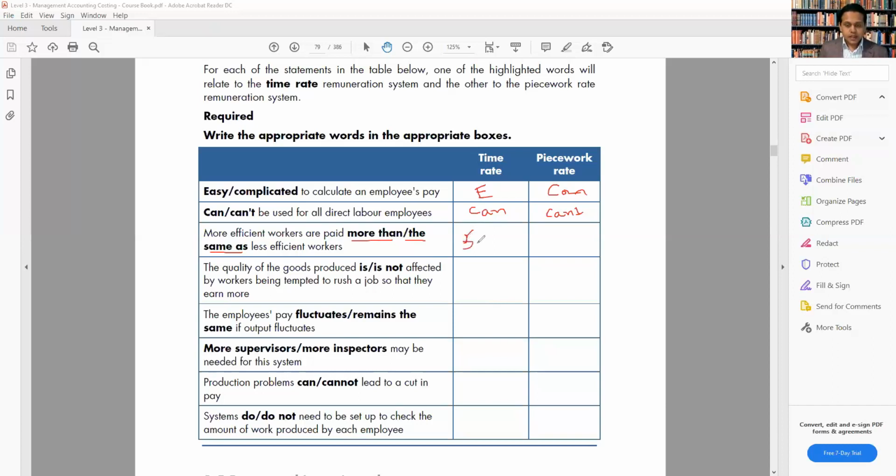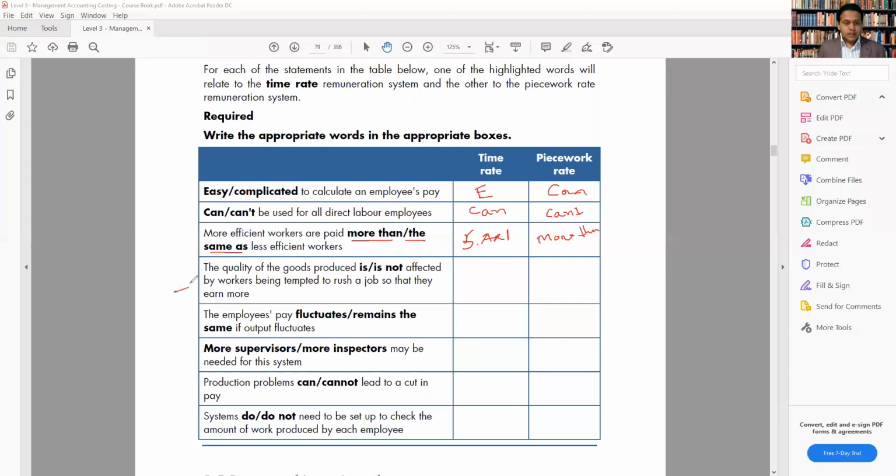Because it's an hourly rate, you are sitting and I'm sitting. Maybe I'm more efficient, maybe you are more efficient, but the hourly rate is £10 for both. So 1 hour is gone, the company will pay 10 to both persons. It doesn't matter how efficient you are. So piecework is more than. In piecework, maybe you're efficient, in 1 hour you make more units and you get more money.